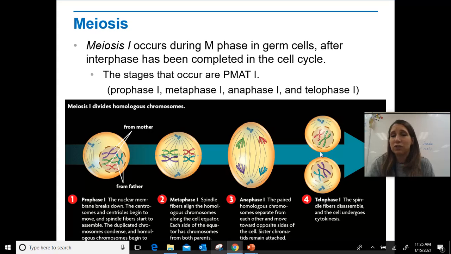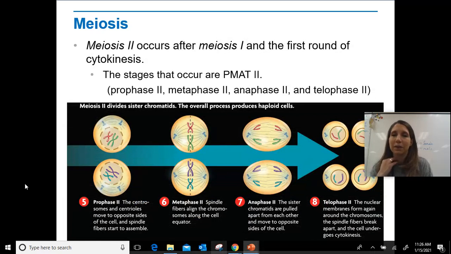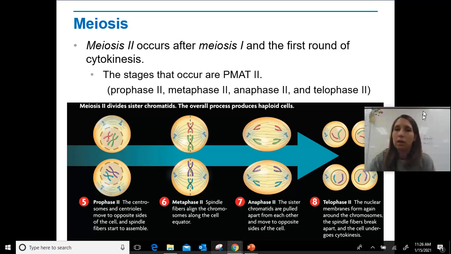So I don't have 2 big X's anymore in any cell. I have one of the big chromosomes here, the other one's in the other cell. And I have 1 small chromosome here, and again, the other one's in the other cells. So I've separated those pairs that we originally had in that first parent cell.